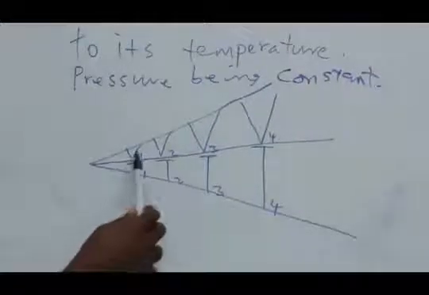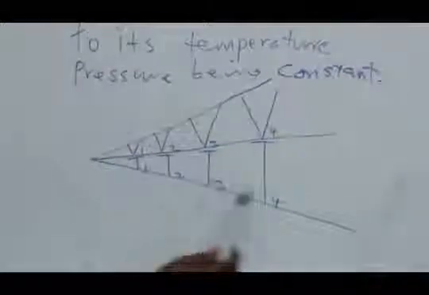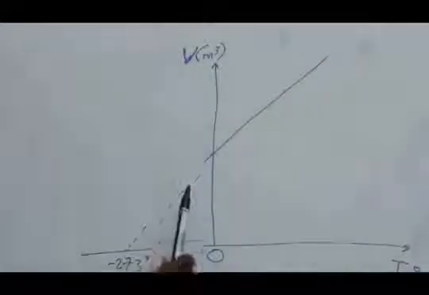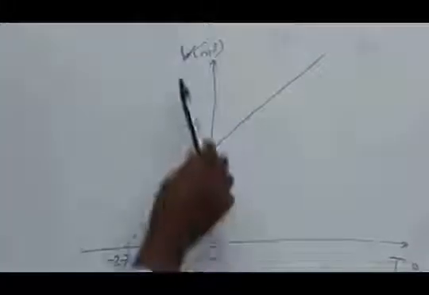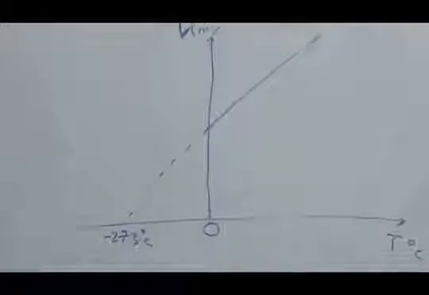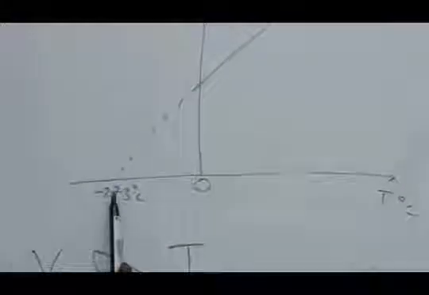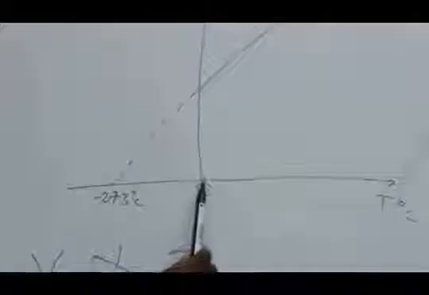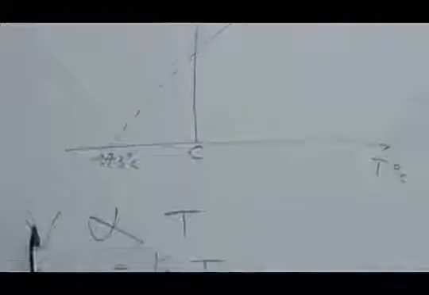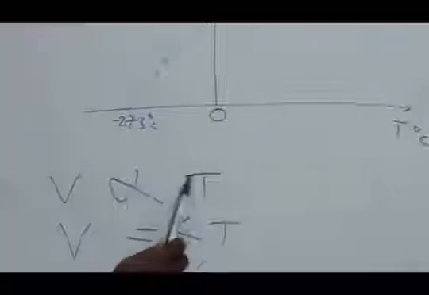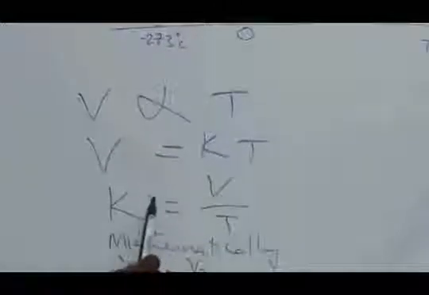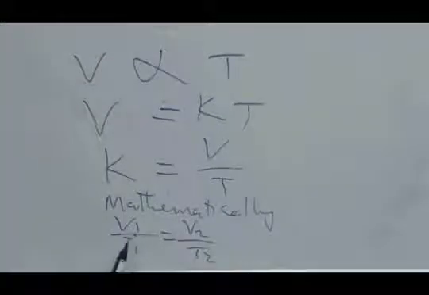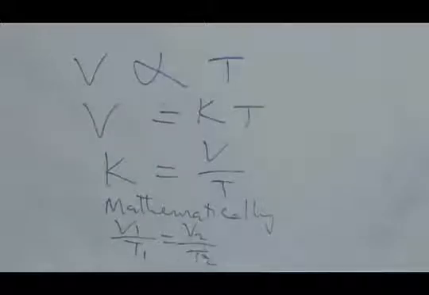Thus, as the volume increases, the temperature increases. Charles' law can also be represented graphically, that as the volume increases, the temperature increases. And at the temperature of minus 273 degrees Celsius, the volume becomes 0. Therefore, V is proportional to T. V is equal to KT. K is equal to V over T. Mathematically, V1/T1 is equal to V2/T2.